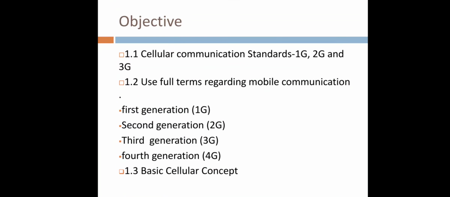Students will learn the following objectives from this lecture: cellular communication standards 1G, 2G and 3G, and useful terms regarding mobile communications. First generation 1G, second generation 2G, third generation 3G, fourth generation 4G, and basic cellular concepts.